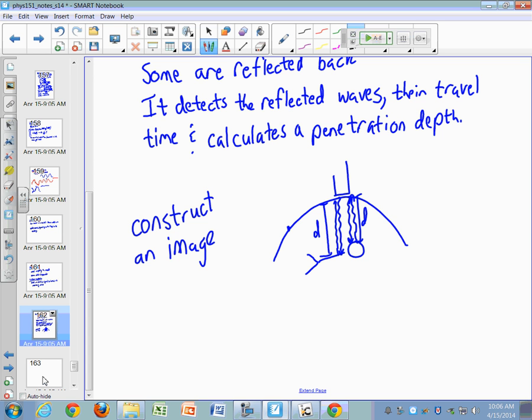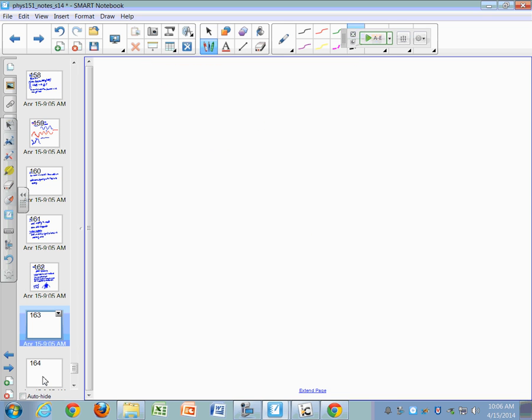We can calculate the resolution of an ultrasound. When I say resolution, what I mean is the smallest possible part that it can determine in an image that it can see. The resolution is given by the wavelength, or is about equal to the wavelength.